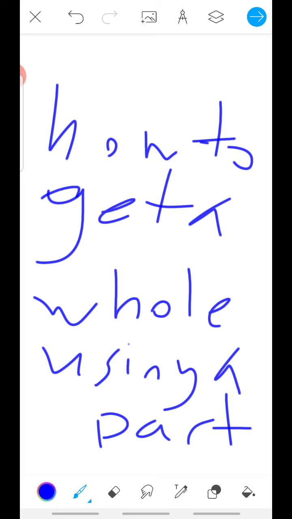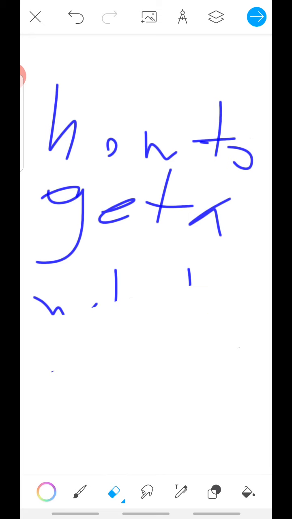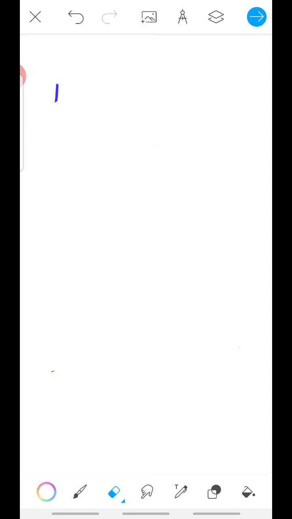First I'm going to tell you what cross multiplication is. It's an easier way to get a whole using a part. So it means that if we have a part of something, and we know how much that part is, then we can calculate what the entire sum is. I can explain it in an easier way.